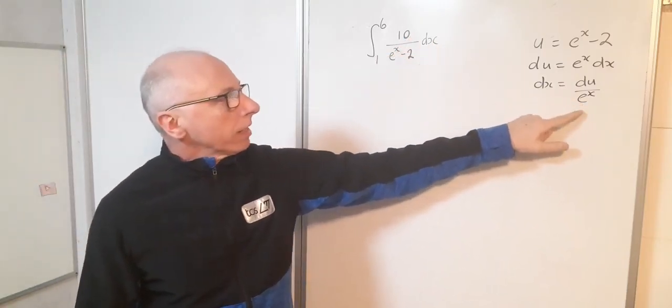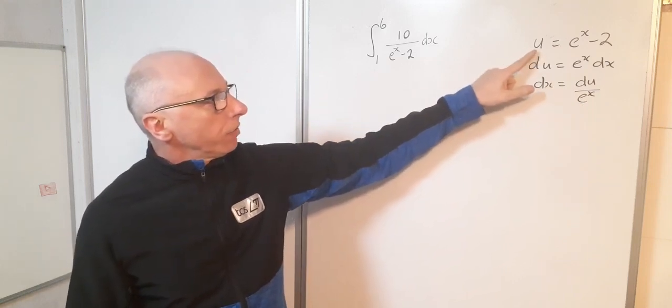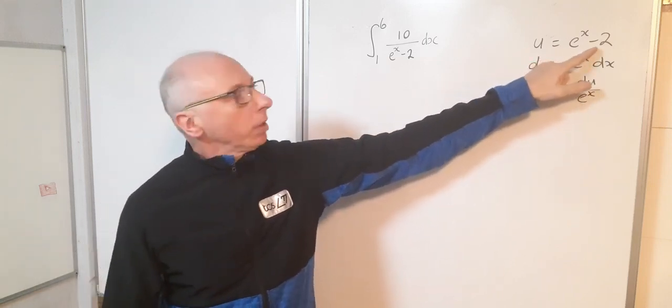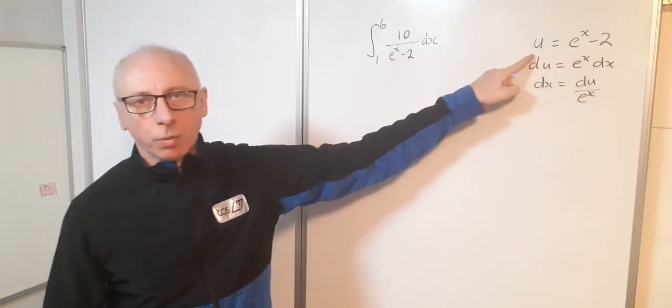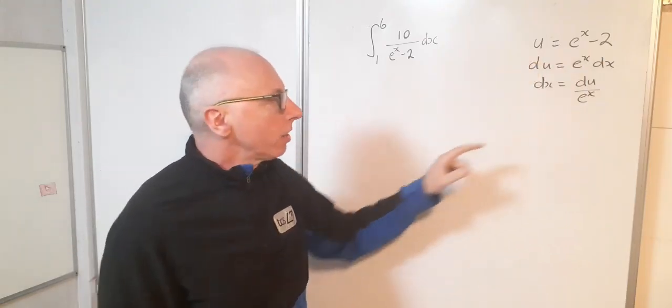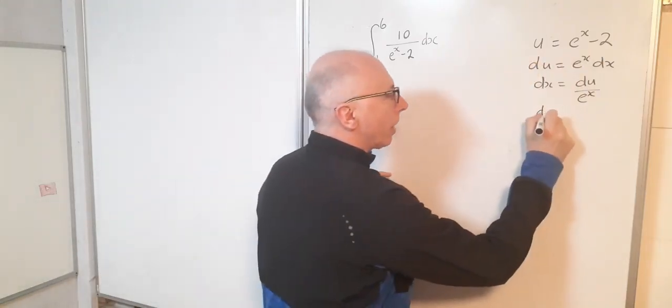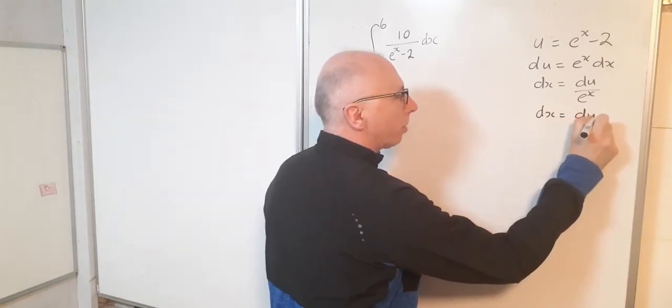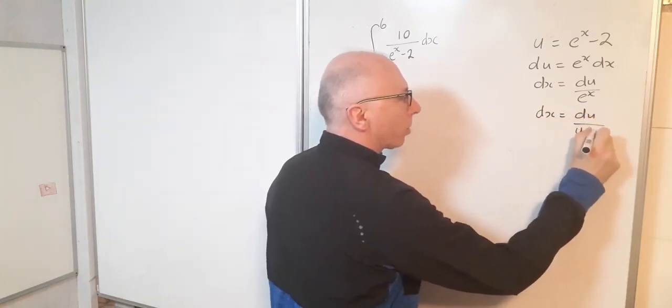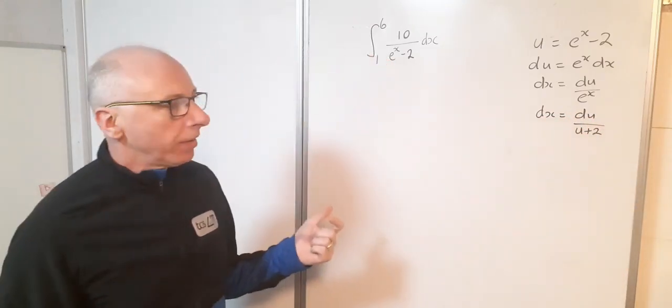Now what is e to the x in terms of u? Well, if u is e to the x minus 2, then e to the x is u plus 2. So I'm just going to change that in terms of u. So now dx equals du over u plus 2. So that takes care of that.